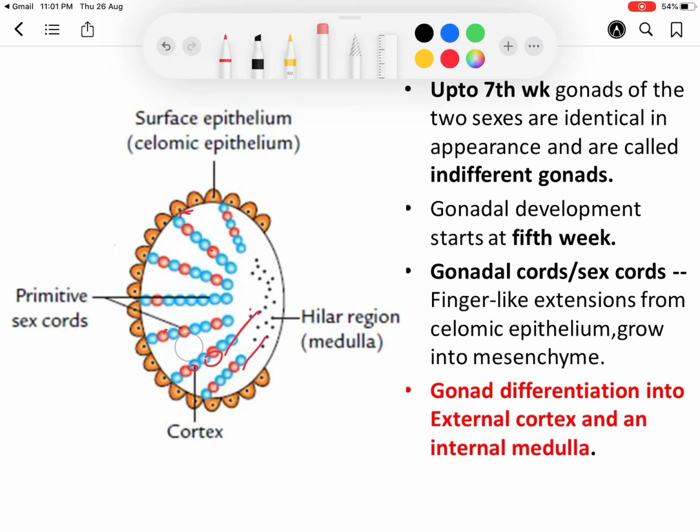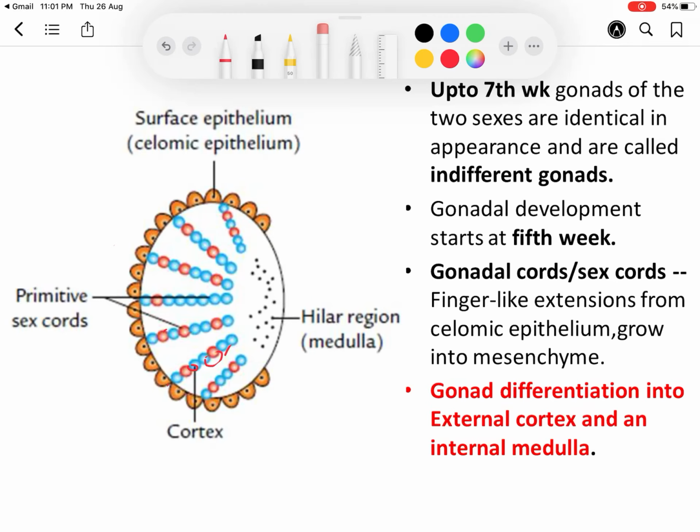incorporated. So the coelomic epithelium and the underlying mesenchyme will proliferate and form the sex cord cells, and in between the sex cord cells you can see the incorporated primordial germ cells. These sex cord cells are growing into the cortex and later on into the medulla.